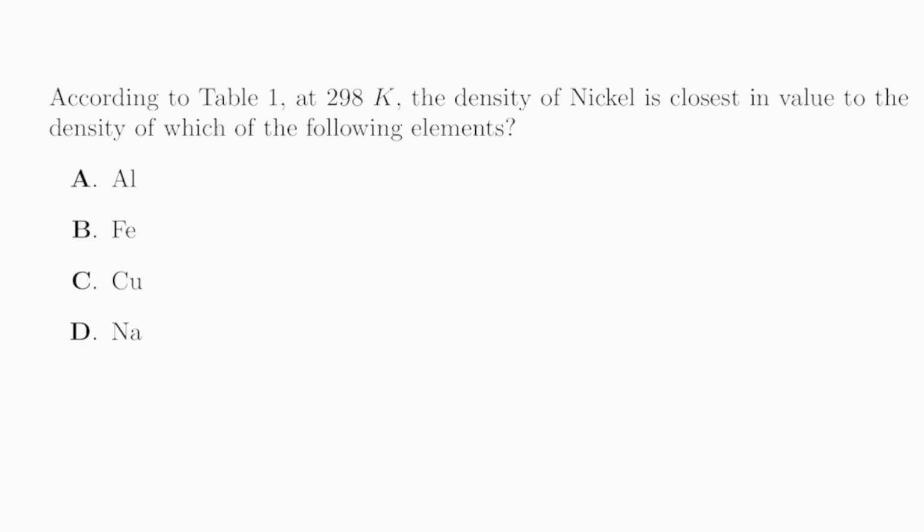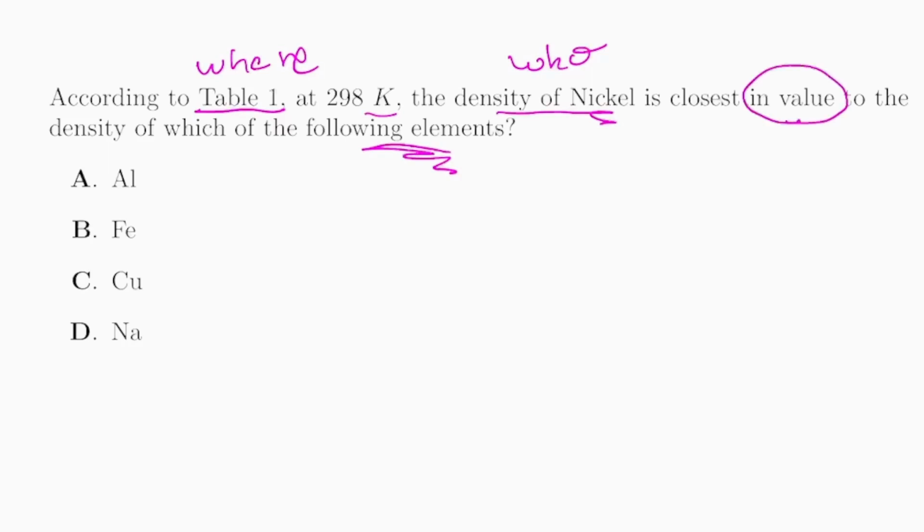Let's look at a few examples together. We're going to look at a couple of questions from an ACT Science practice test that's linked in the description below. We won't be solving these questions, but we will be dissecting them, in that we'll look at the where, the who, and the why. So let's look for those in this question. Well, table 1, that would be the where. The who would be at temperature 298, the density of nickel. So that's what we're looking for. And the why, well, the why here is that we're looking for an element that has a value close to that of nickel's density.